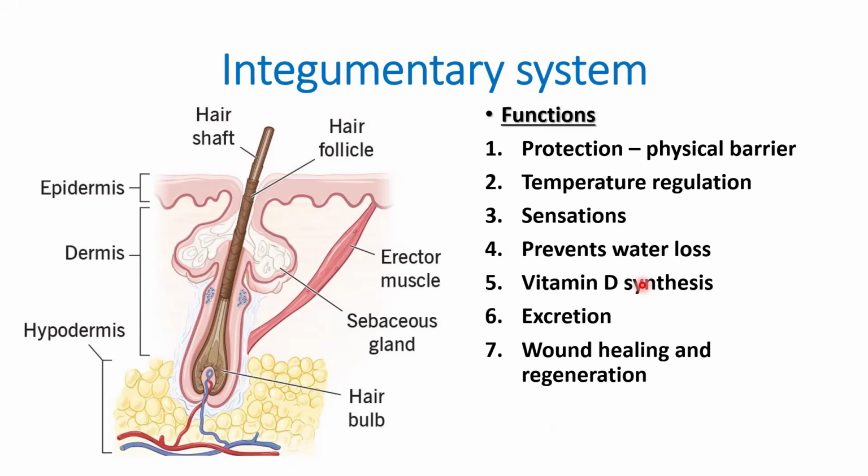And then wound healing and regeneration will happen in the skin, because it contains macrophages that are specific to the skin, the Langerhans cells, and stem cells that enable wound healing and regeneration, and also through blood supply. And then appearance and communication. How your skin looks also enables communication and appearance to other people.